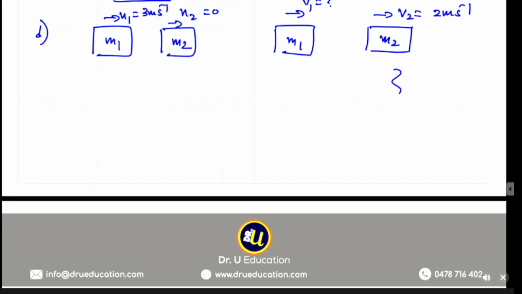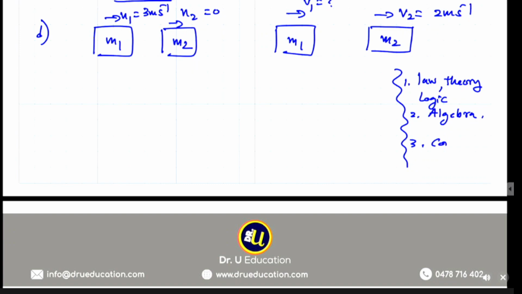Why? The reason is, when you write an answer, you have to understand, you have to write the law first, right? Law or theory or any logic, that is the first thing you have to write. So using linear momentum conservation. Second one, algebra, means simplification. Third one, you are going to do conclusion. So understand this in math and physics. Okay, so this is how they give you marks.